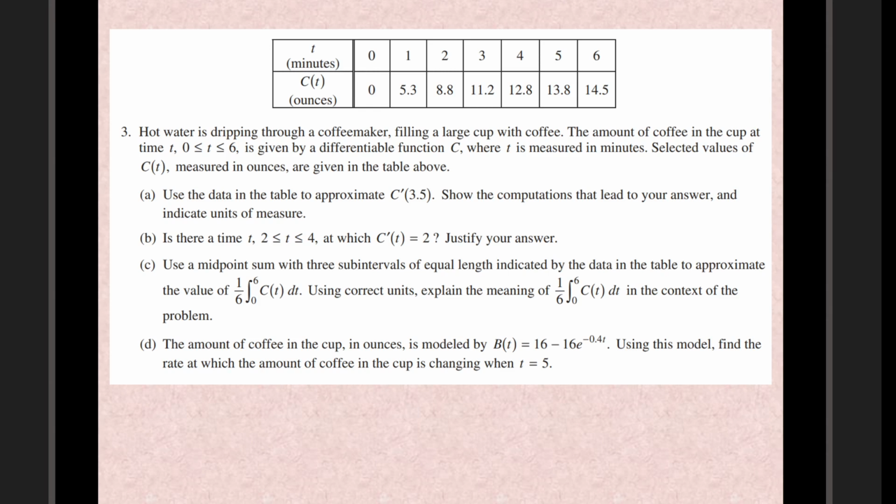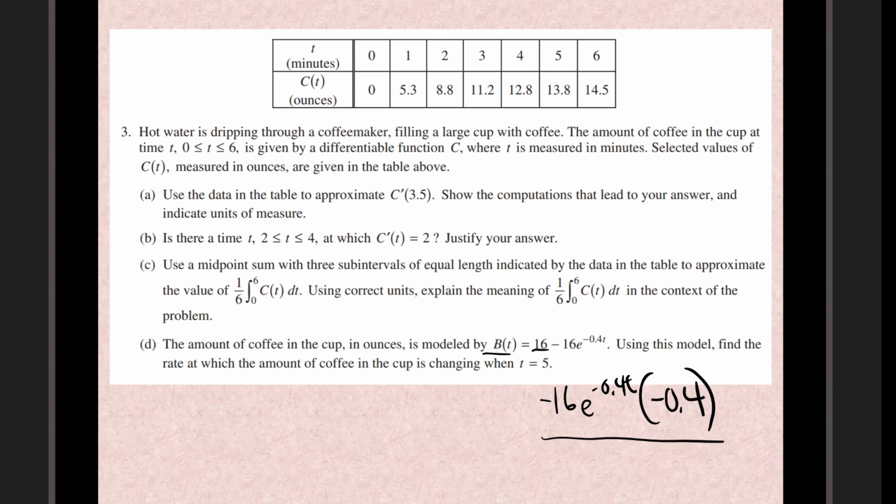Okay, so this is an amount in the cup, so the B is like C. But if we take the derivative of B, we get negative 16 e to the negative 0.4 t, the derivative of 16 is 0, times negative 0.4. Because for e, all we do is rewrite it and apply the chain rule. And so all we have to do is plug 5 into this.